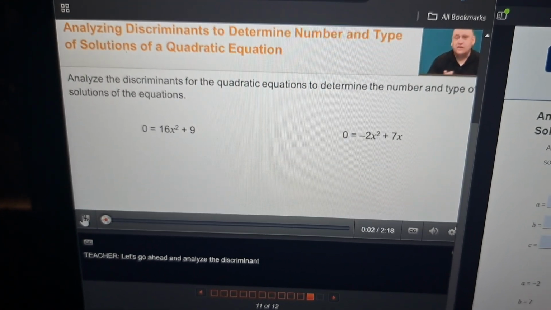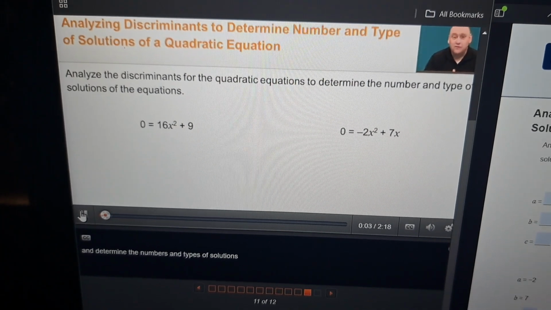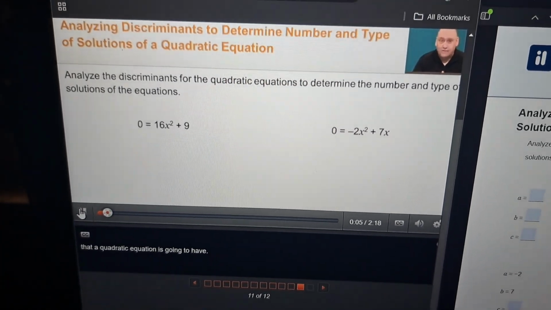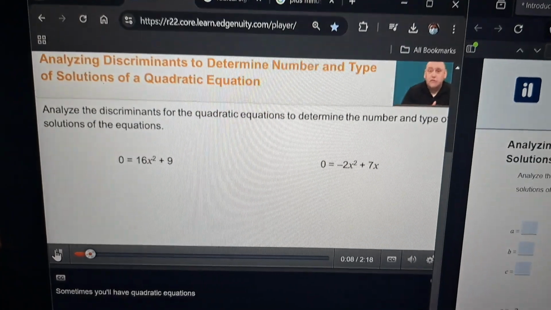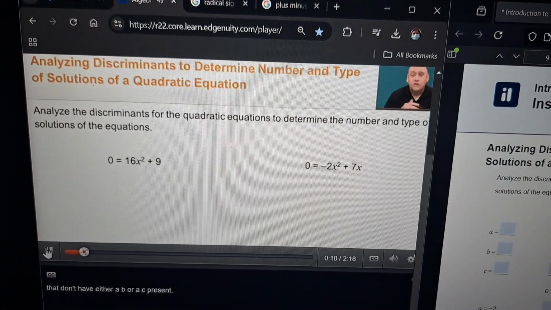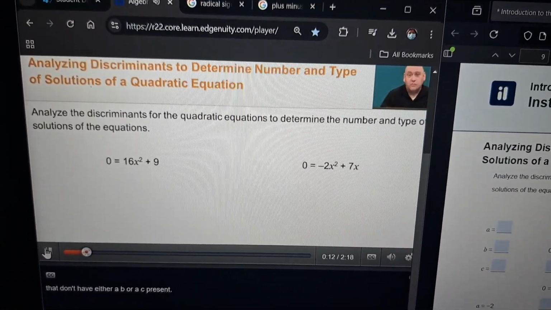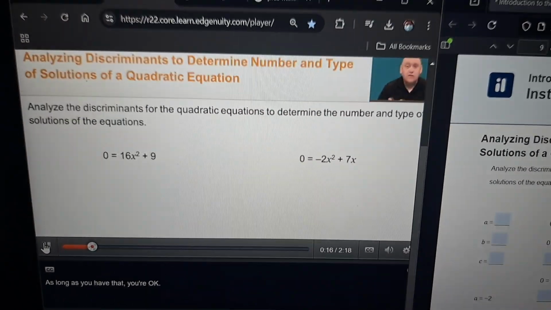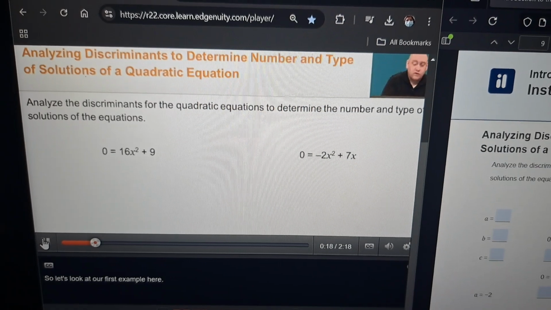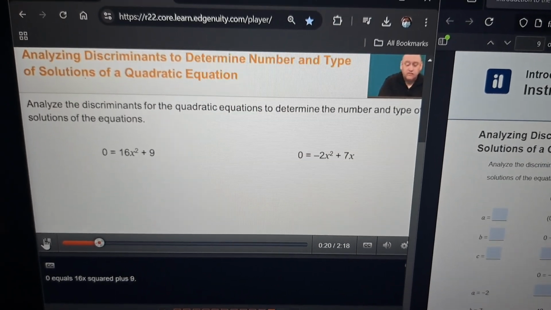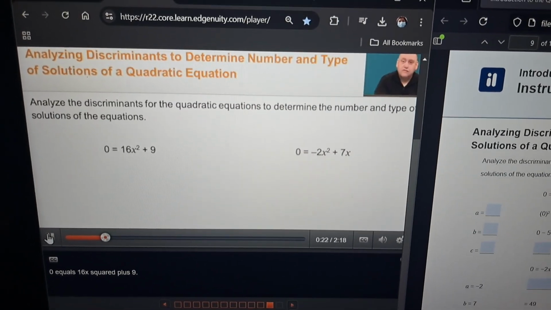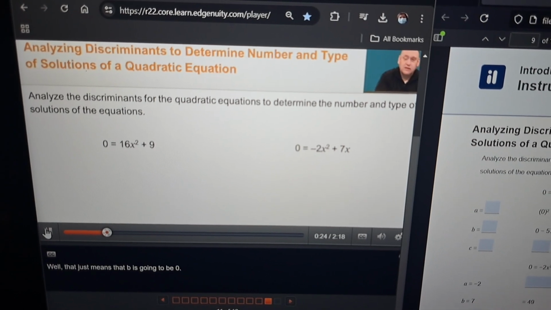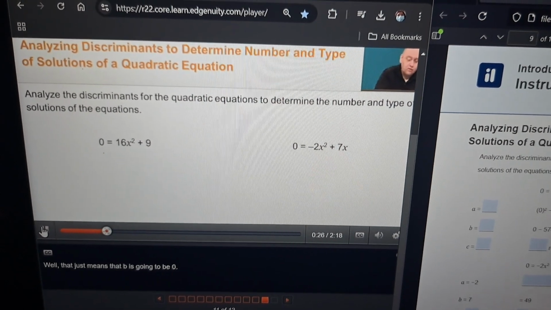Let's go ahead and analyze the discriminant and determine the number of solutions that the quadratic equation is going to have. Sometimes you'll have quadratic equations that don't have an a, b, or a c present. You have a non-zero a. As long as you have that, you're okay. So let's take a look at the first example here. 0 equals 16x squared plus 9. Notice that we don't have our b here. Well, that just means b is going to be 0.